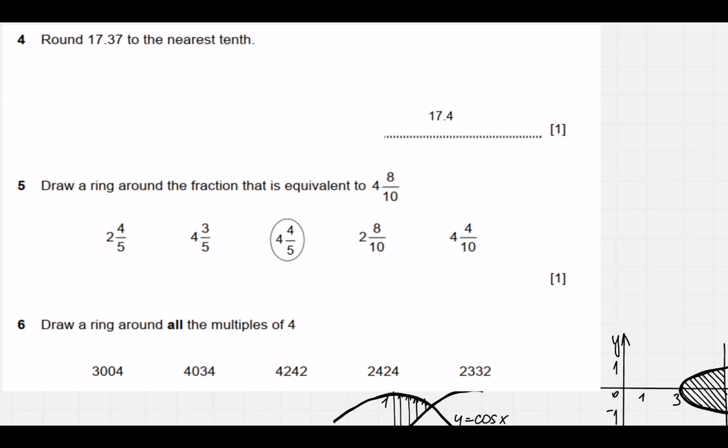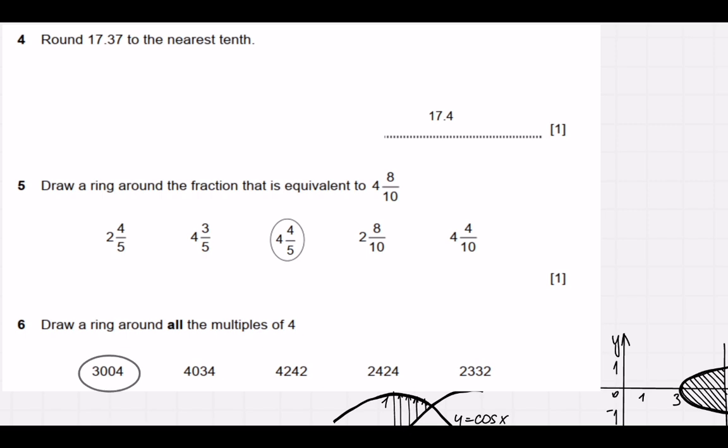Draw a ring around all the multiples of 4. To be a multiple of 4, you must have what? You must have the last 2 digits in table 4. From the right, the last 2 digits from the right. So here I have 3004. The last 2 digits, 0 and 4. Yes, it's in table 4.